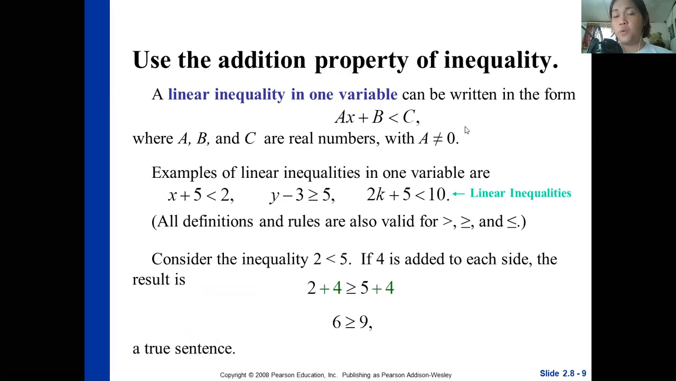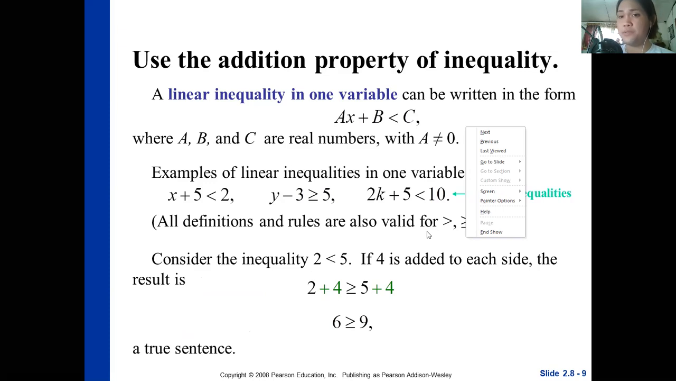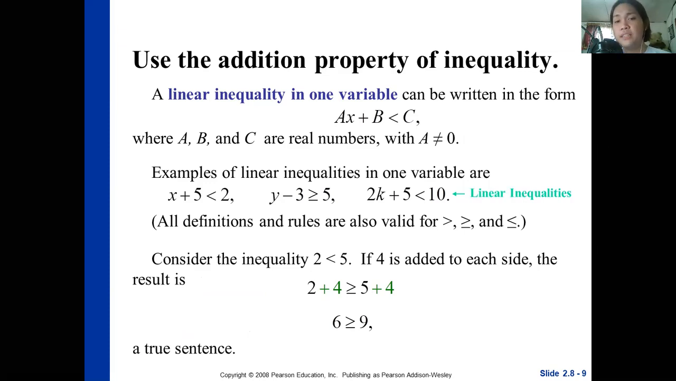So consider the inequality 2 less than 5. If 4 is added to each side, the result will be 2 plus 4 greater than or equal to 5 plus 4. So that gives us 6 is greater than or equal to 9, which gives us a true statement, right? We all know that 6 is greater than or equal to 9.